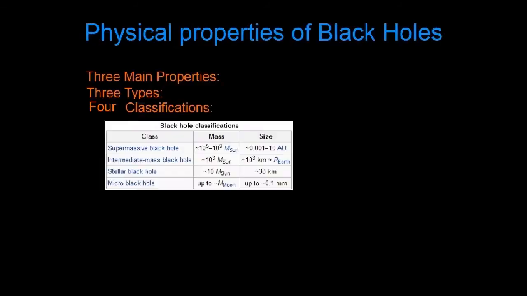There are also four different classifications. You have supermassive black holes, intermediate-mass black holes, stellar black holes, and micro black holes. Now, the various masses and sizes are displayed on the screen accordingly. Let's take a more in-depth look at the Schwarzschild black hole.